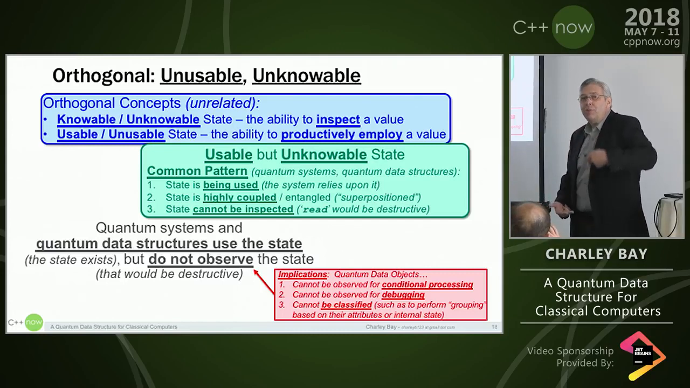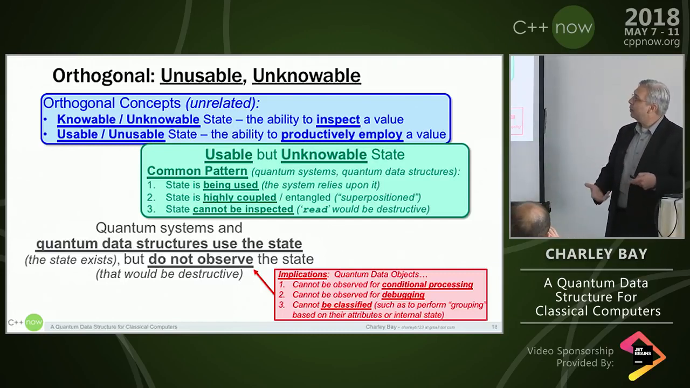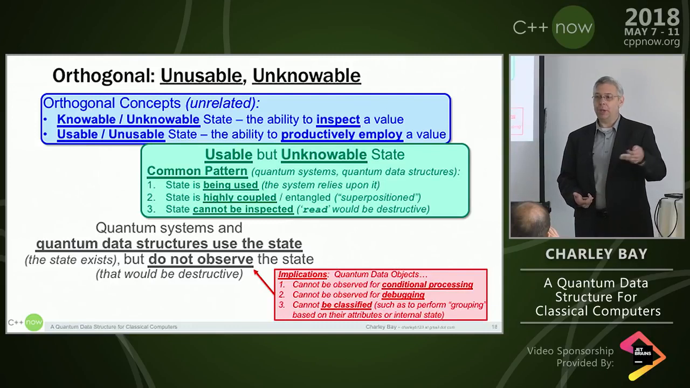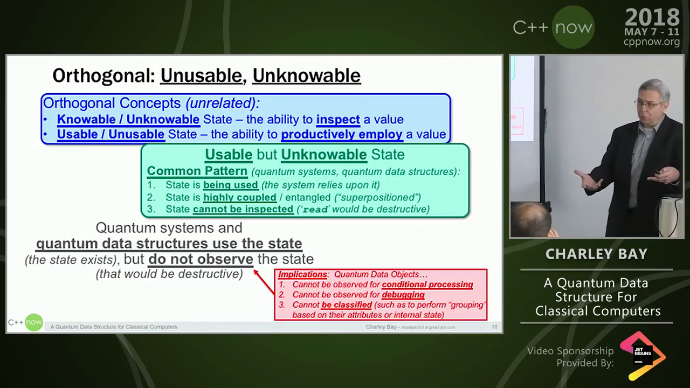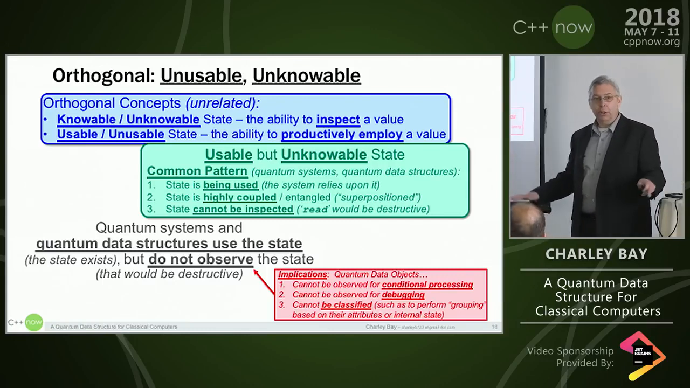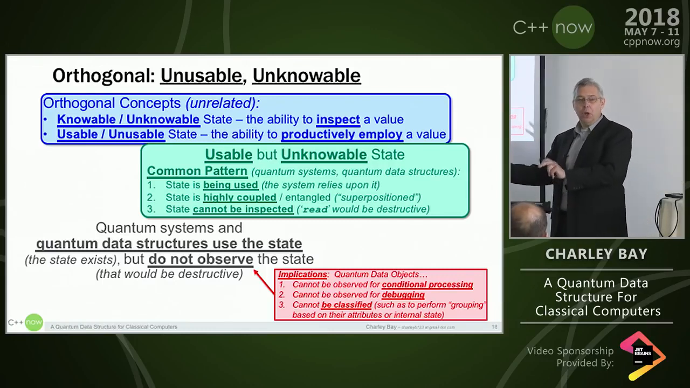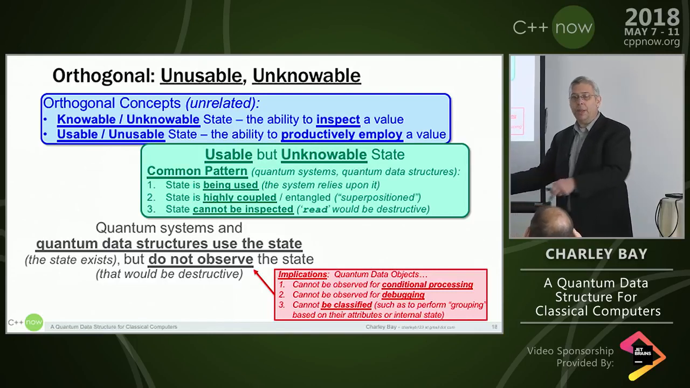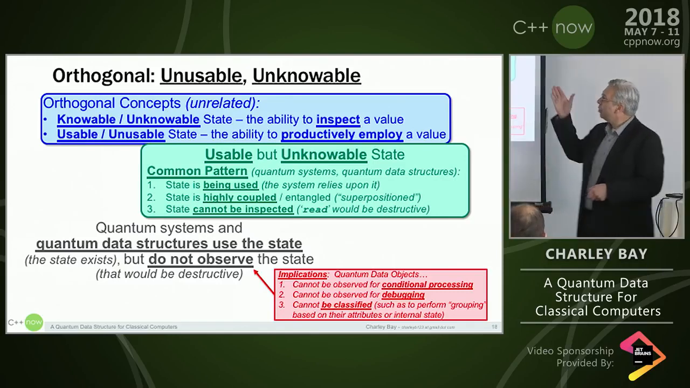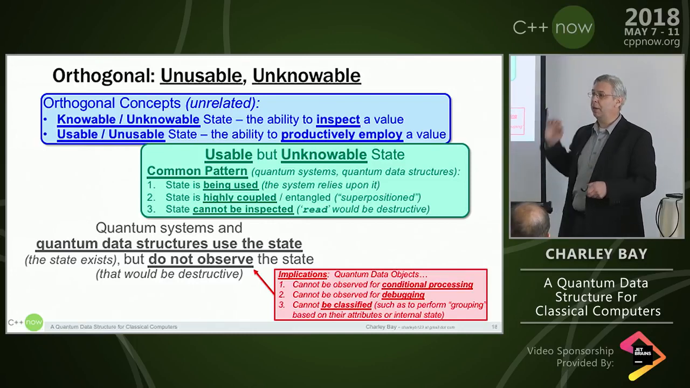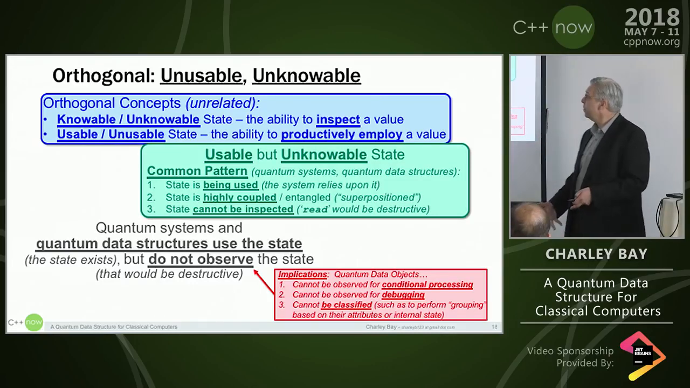There are orthogonal concepts for whether or not the state is knowable. I know it or don't know it, versus whether it's usable. I use it or don't use it. These are orthogonal. So we rely upon a lot of state that we don't know in a child process, but we're using it. We rely upon it. And then some state, we have well-defined access, we have APIs, we can actually inspect it. We can know what it is. So the idea that these are orthogonal is fundamental. So it's going to be our common pattern for quantum processing.